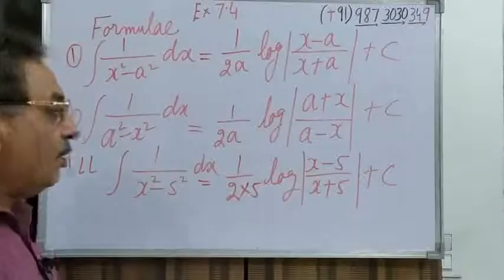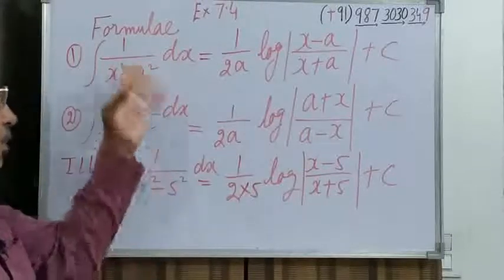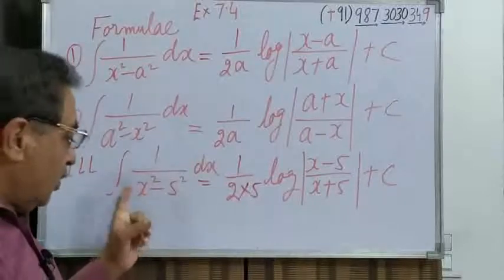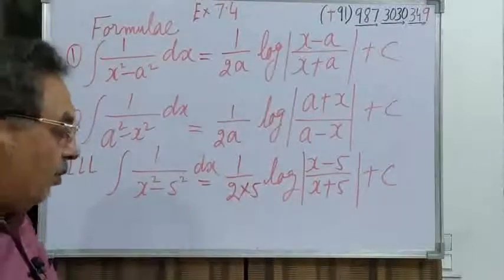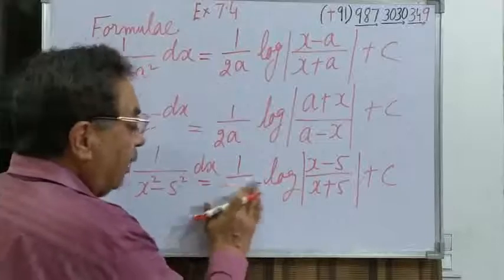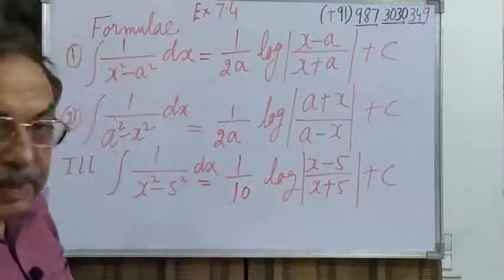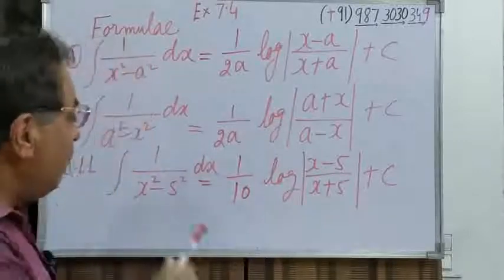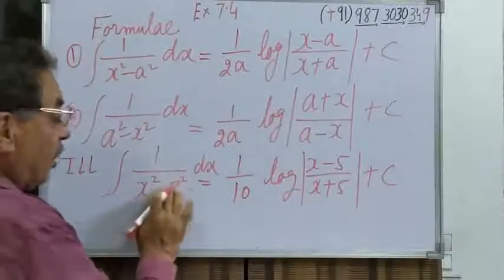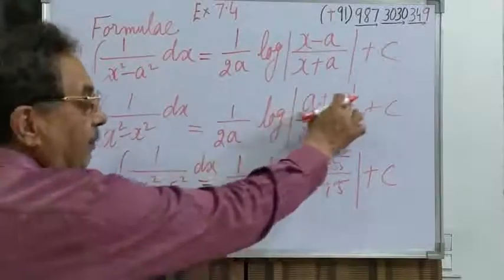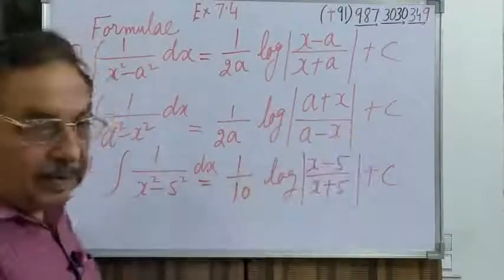So this is how, I think, you would have understood the formulas and how to apply them. The difference of the squares of the two terms must have been given. The 1 upon 2a, 2 into 5, can be written as 10. So the final answer is 1 by 10 log of x minus 5 divided by x plus 5. Similarly, in case the 5 is on this side, 5 square minus x square, we can apply the second formula: 5 plus x over 5 minus x, plus c.